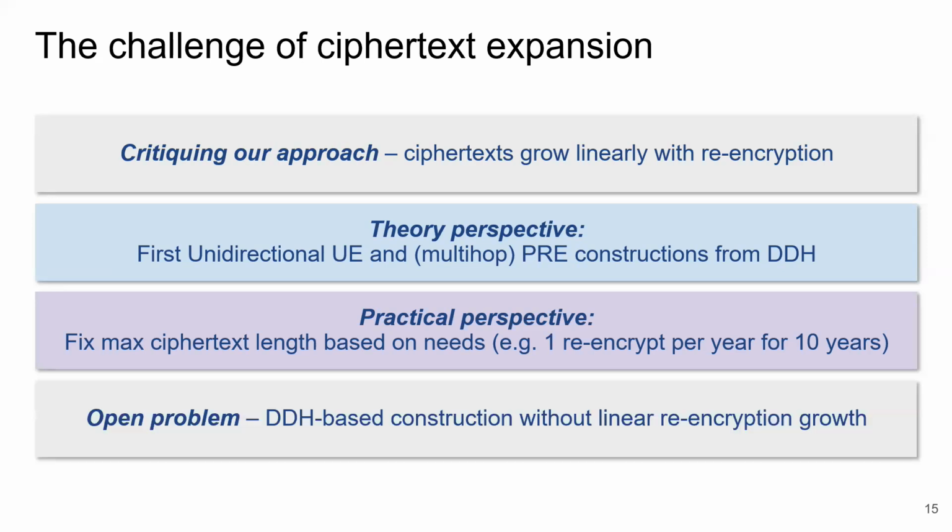But it would be nice to construct PRE or PRE and UE schemes from DDH which don't have this linear growth, either in our case in the size of the ciphertext, or I think in the next talk in the size of the keys that are used. So that remains an open problem.